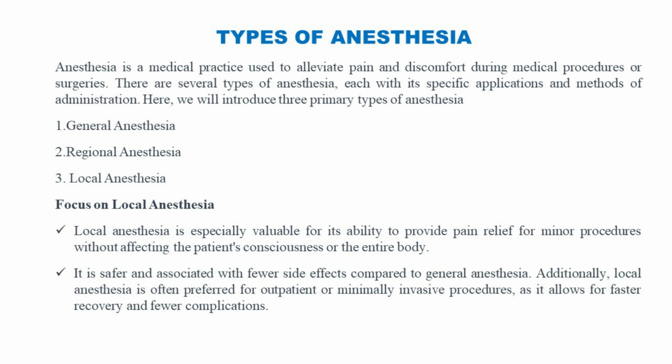Definition: regional anesthesia involves blocking pain sensation in a larger part of the body, typically a limb or a section of the body, rather than the whole body. It allows the patient to remain conscious during the procedure while numbing the specific region being operated on. How it works: regional anesthesia can be administered through various techniques, such as epidurals or nerve blocks. It involves injecting anesthetic agents near nerves or the spinal cord to block pain signals in the targeted region.